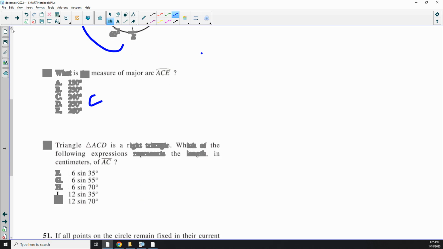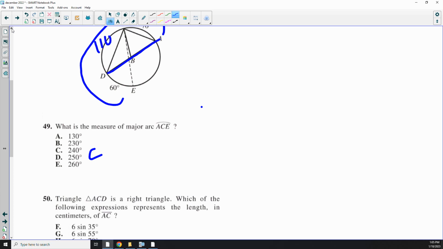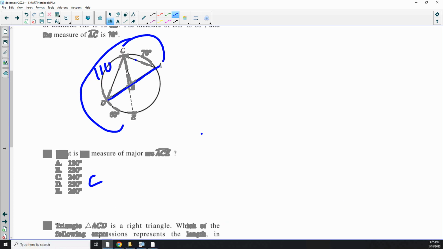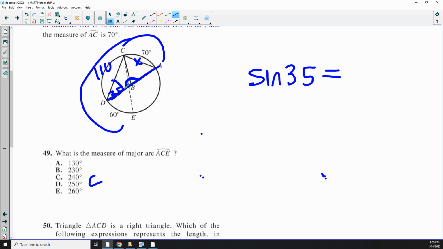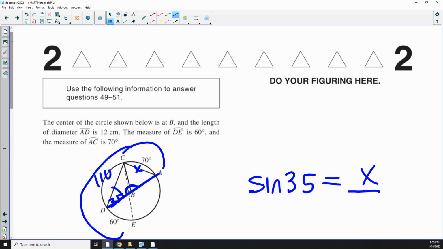Looking for AC using trig. AC is by X. Now, this is where you've got to be smart. This angle here is 70. This angle here is 110, which makes both of these 35. So it would be the SOHCAHTOA, the sine of 35 is equal to the opposite over the hypotenuse, which is AD, which I think they gave me up here is 12. So the answer is 12 sine 35.